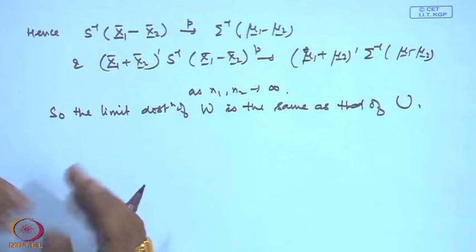So, basically we can say that for large sample size we are behaving as if the parameters of the populations are known, and therefore, the probabilities of misclassification will be similar to the probabilities of misclassification as in the known parameter case. So, that means we are not going to do much worse here. It will be basically almost the same here.